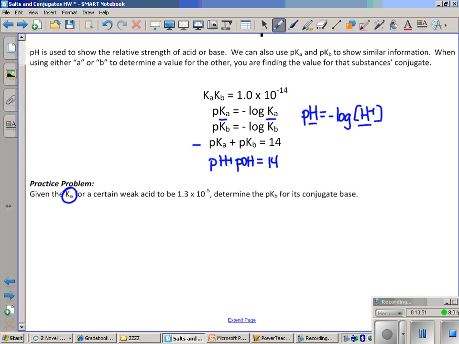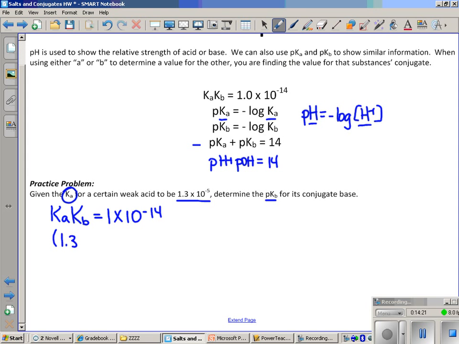So this first problem says, given the Ka for a certain weak acid to be 1.3 times 10 to the negative fifth, determine the pKb for its conjugate base. Now there are a number of ways to do a lot of these problems, as we saw in class today. I don't really mind which way you do it, as long as you do it in an acceptable way. What I'm going to do is start with the equation that Ka times Kb equals 1 times 10 to the negative 14th. And I'm going to get the Kb value so that I can then go and find the pKb.